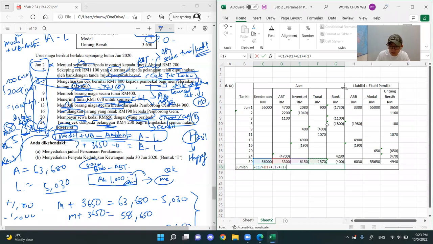6,150, 1,570 for your 29. Lastly, minus your bank, which is 400. Boom. You get 66,620. Okay, what about your liability plus security permit? They should be the same as your asset.